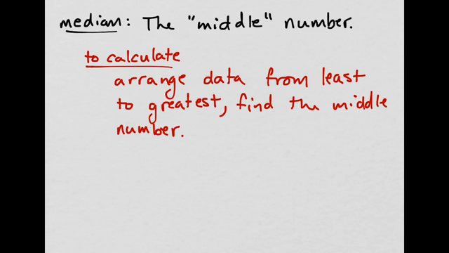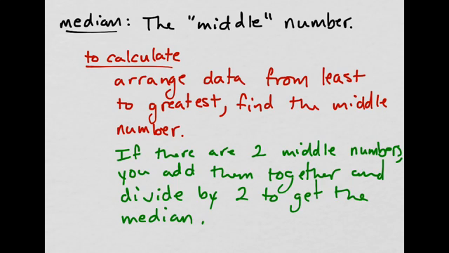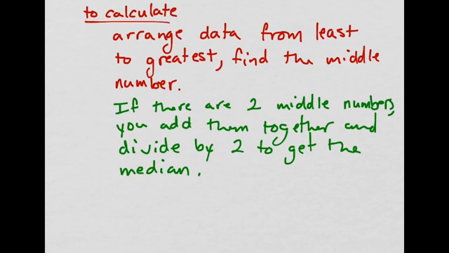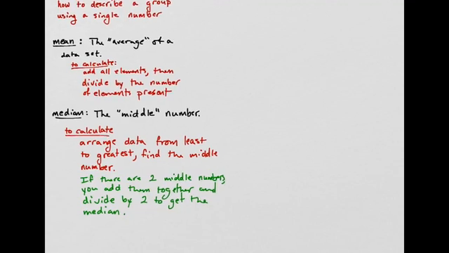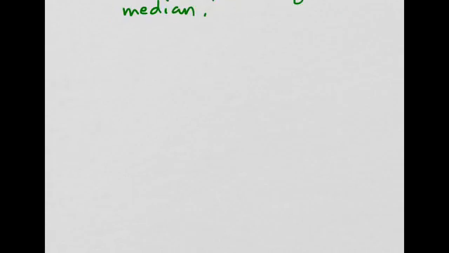So let me write that right there. So if there are two middle numbers, you add them together and divide by 2 to get the median. So that's the median. We have mean and we have median, and now we have mode.